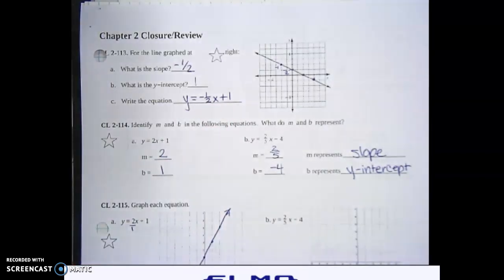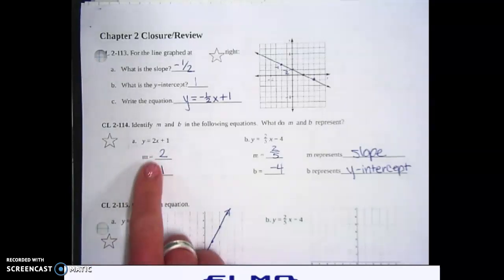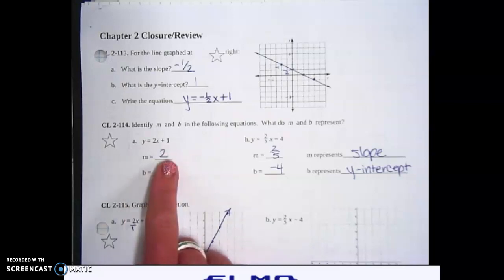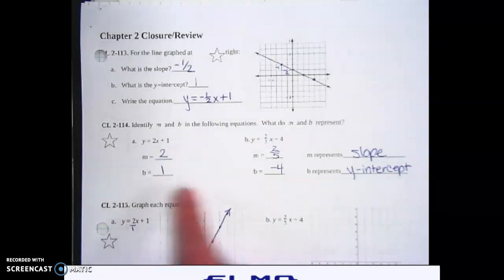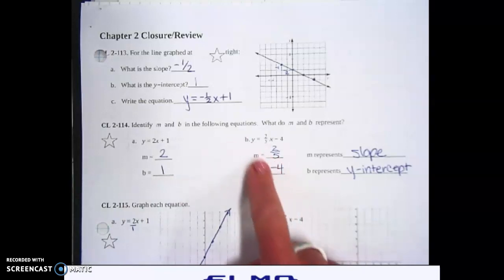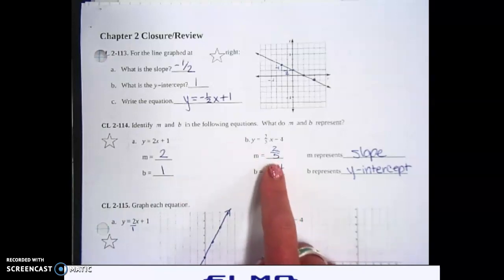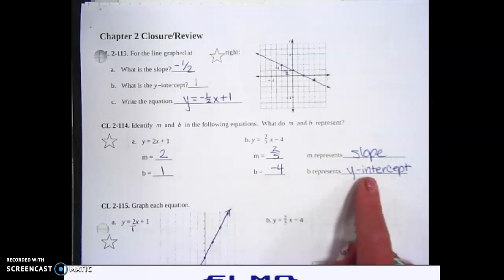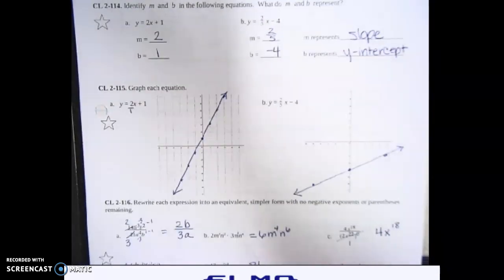Question 114 says identify the m and the b in the following equations. What do m and b represent? In subpart A, the m or the slope is 2. You could also write it as 2 over 1. The b is 1. In subpart B, the slope is 2/5. The y-intercept is -4. The m represents slope, and the b represents the y-intercept.